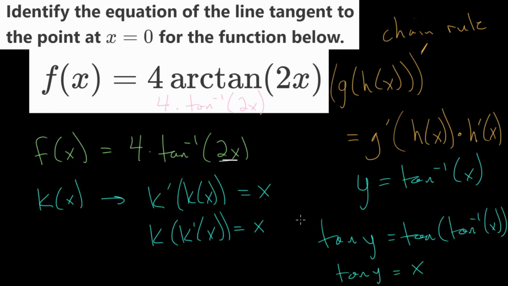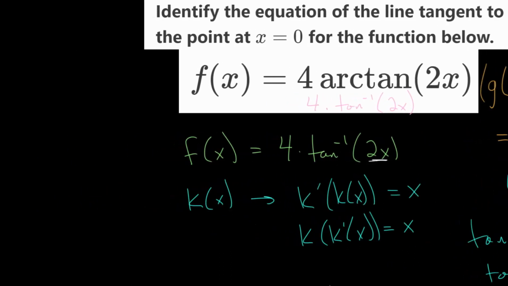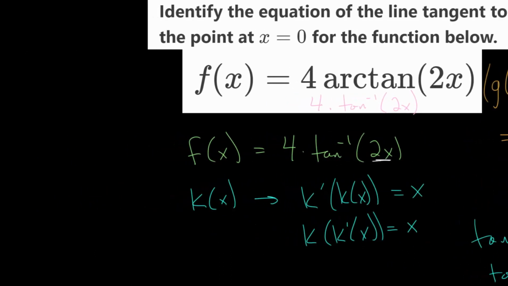It is the function 2x. So let's make a little bit more room over here. We can keep working. And now we can take the derivative of f of x. We want f prime of x. We take the derivative of the outside first, and this 4 will just carry along.